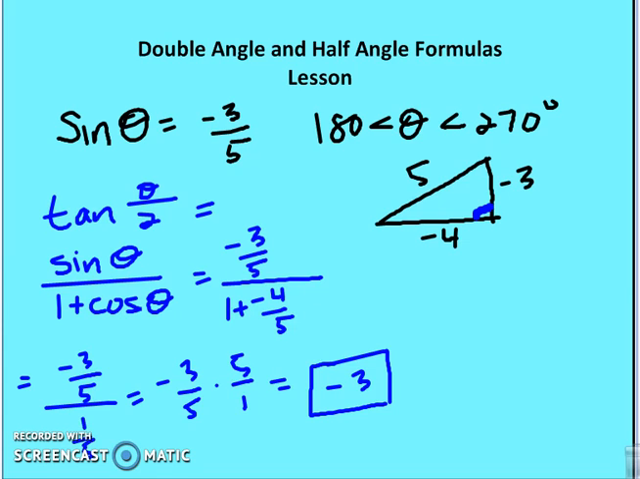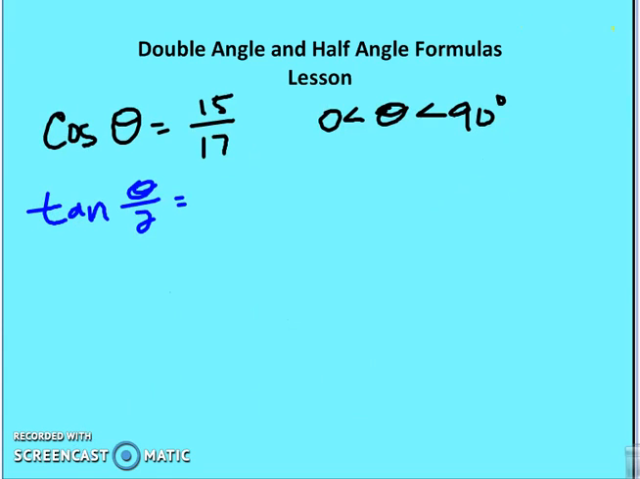I think I lied here. I'm going to give you one more problem. Cosine theta is equal to 15 over 17 in the first quadrant. Find tangent theta over 2 using the half angle formula.